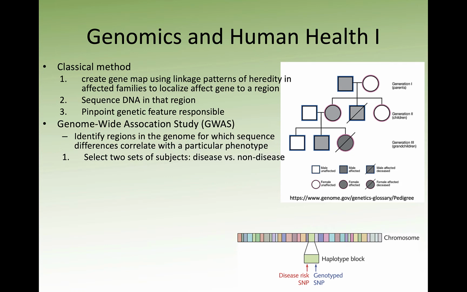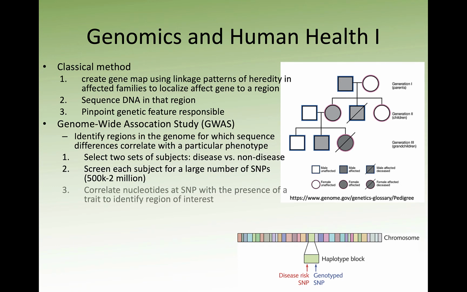There are two sets of subjects that you would take in this. There's usually a disease versus a non-disease group, right? And you're going to do a comparison between the two. Usually when you do this, you end up screening each subject for a large number of SNPs, anywhere between 500,000 to 2 million or more.